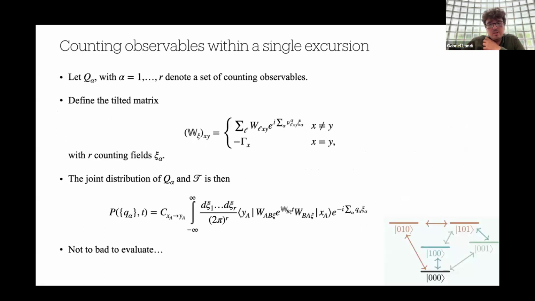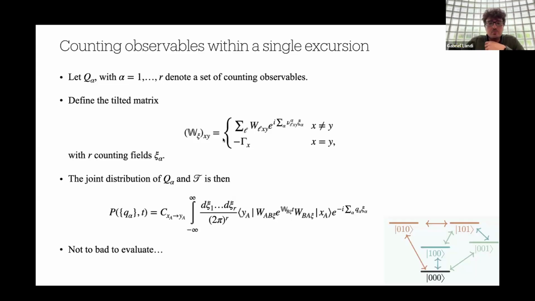Very good. Now, the thing that we really want to describe is the statistics of counting observables. So suppose we have R different counting observables. I'll call them Q alpha, where alpha goes from 1 to R. And define now what we call the tilted matrix, which is a matrix that has essentially, whenever you have a transition, X different from Y, we're going to add to the transition matrix a counting field. So we add those little weights that we had before, nu, times a counting field psi alpha. And whenever we have the diagonal elements, we don't change them.